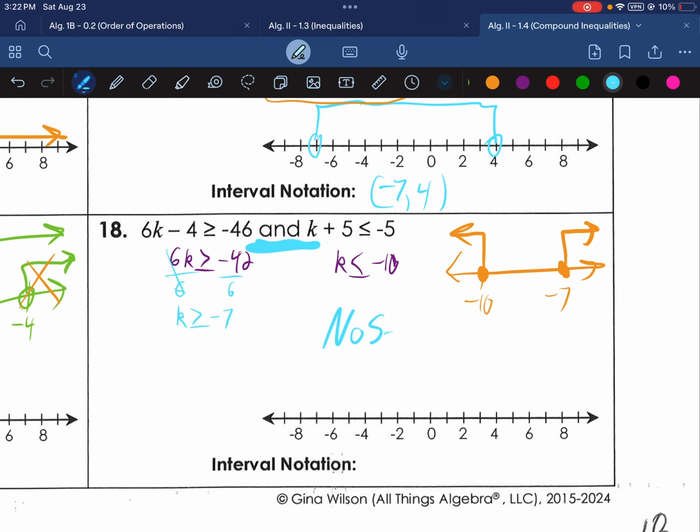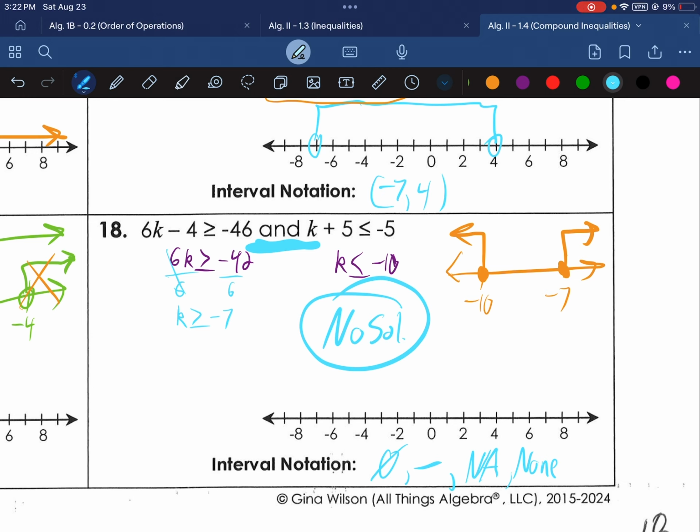So this is no solution. There is no graph. And for interval notation, as I mentioned before, you can do like this 0 with a slash through it, which means the empty set or no answers. You could do like a slash or a dash. You could do NA, which means none available. You could just say none, and I'm good with any of those.